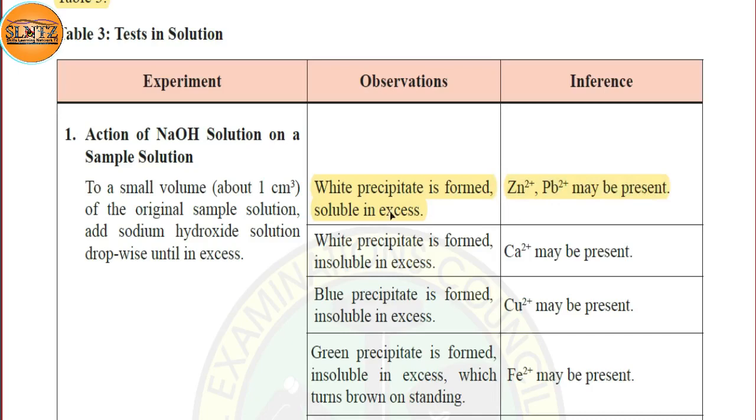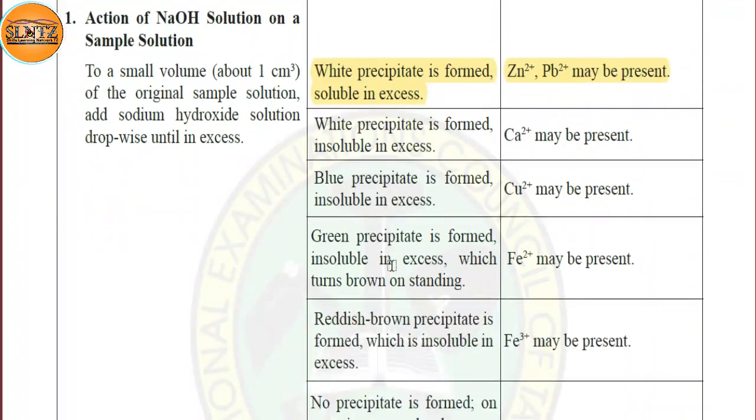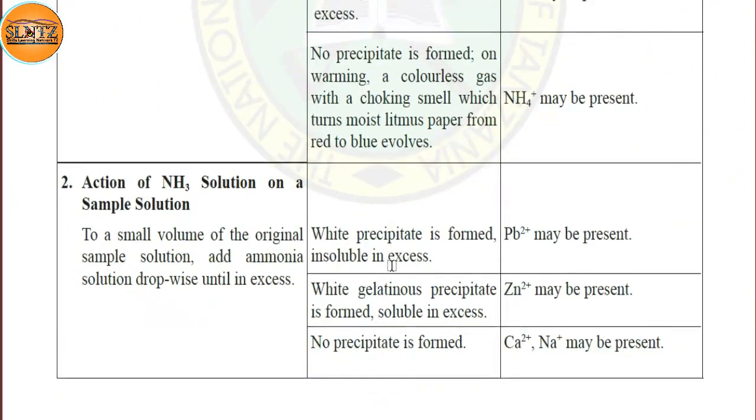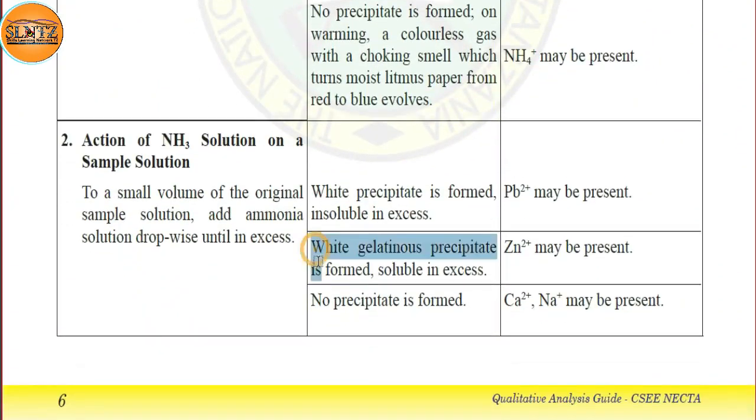And then the action of ammonia solution. Because our sample is zinc, we expect to get this one. You put ammonia in the sample solution. And then that is testing in solution.